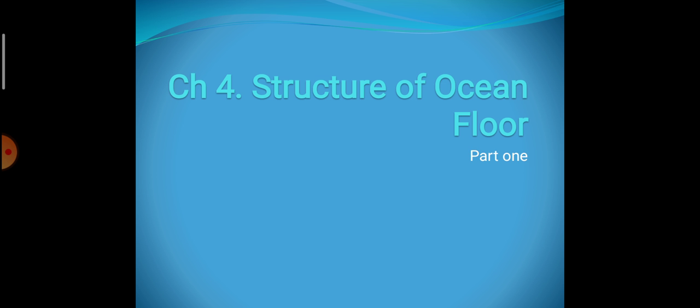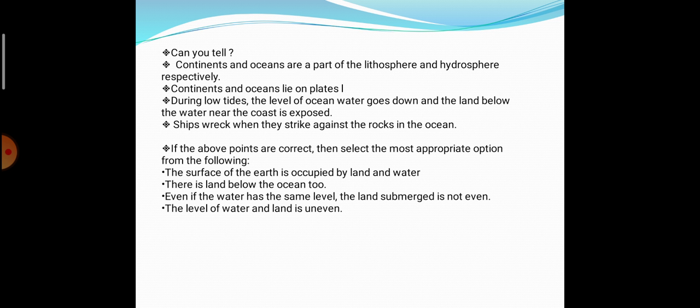On page number 24 in your textbook, you have the diagram, figure 4.1, showing the various landforms. Of course, I am going to teach you those also. But before that, let's begin with the chapter and understand the basic thing first. On page number 24, we are given 4 points, and based on these 4 points, we have to select the correct option from the remaining 4 points.